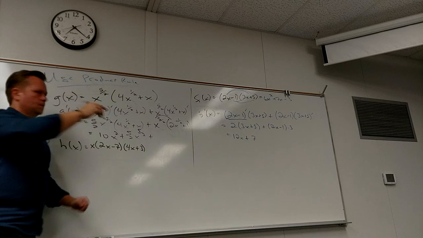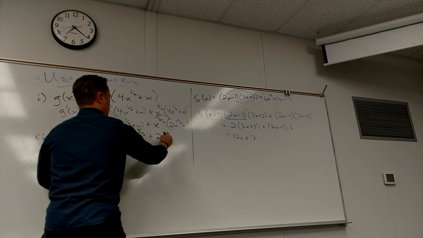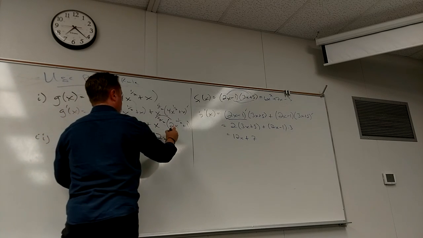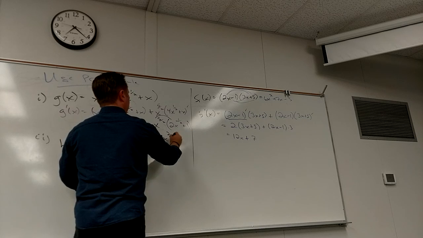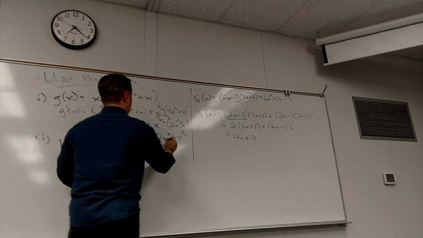Are you guys with me? 5 minus 1 is 4. The bottom of 2 is 2. Plus x to the 5. And then you've got like terms you can put together.